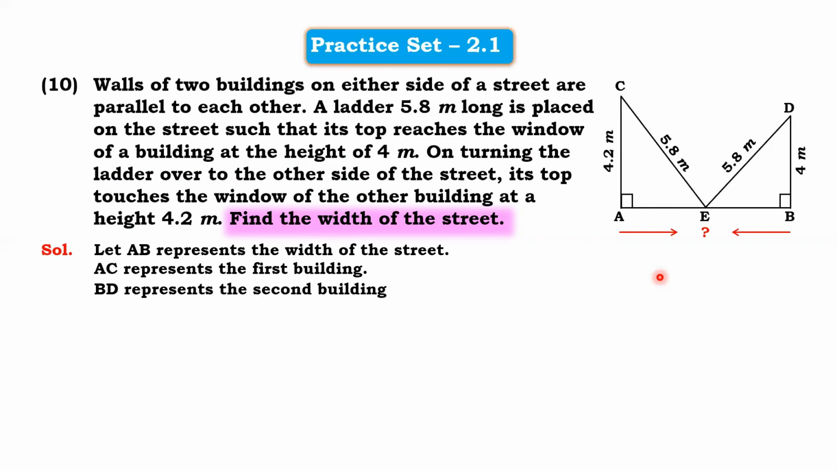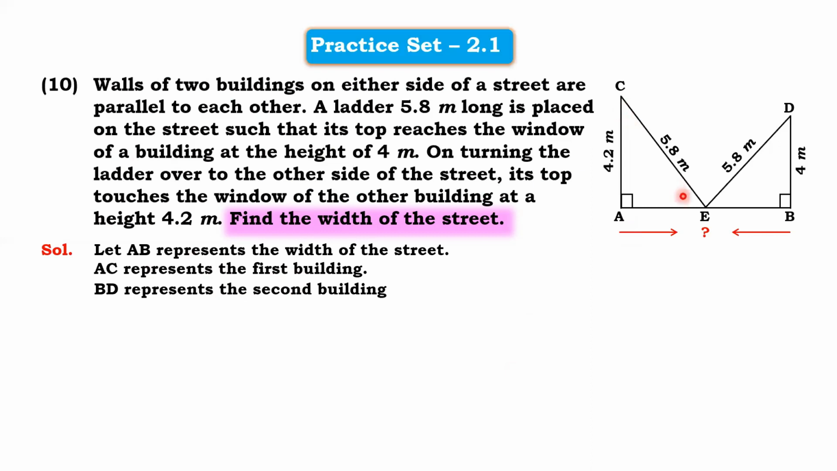Now you might say, sir, first BD should be there. There is no such need. They have not said that the ladder is placed on the street such that its top reaches the window of a building, they have said a building. It's not the first building, okay? So AC can be the first building, BD can be the second building, okay? So AB is representing the width of the street, AC represents the first building, BD represents the second building.